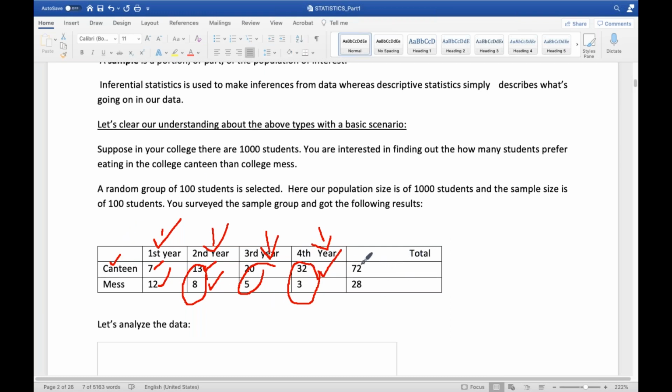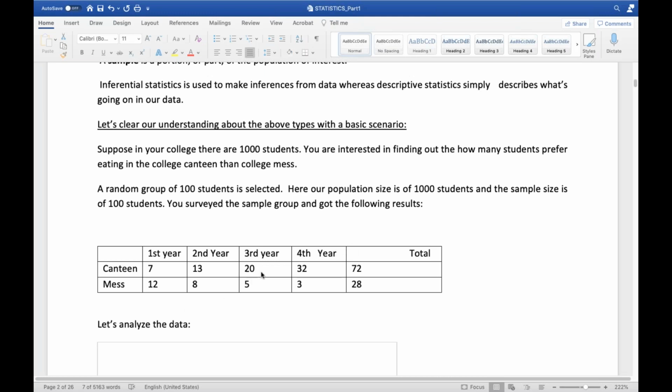Okay, you can see the total we are taking is 100. Out of the 100, 72 people are interested in the canteen, and 28 people are not interested in the canteen. Okay, can you tell me, based upon your knowledge, whether you want to start that canteen business in your college or not? Will you start the canteen business in your college? Yes, you can start.